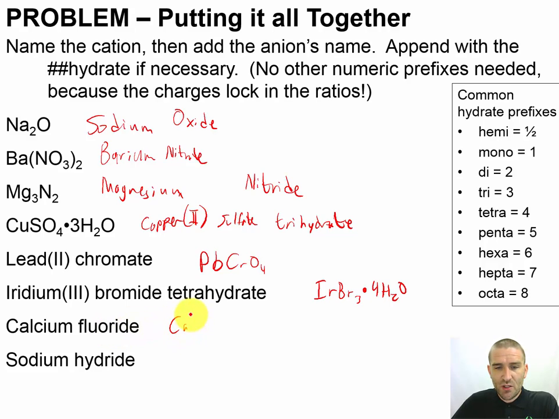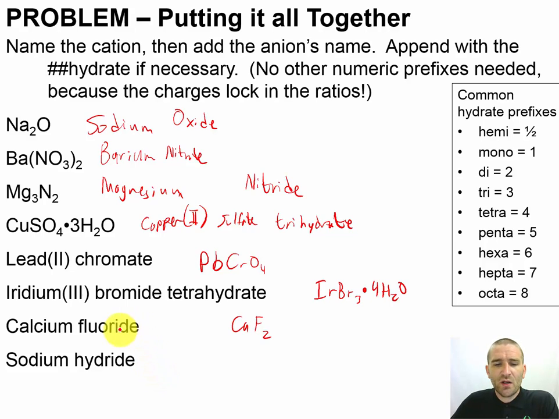Now calcium fluoride. Calcium 2+. Fluoride minus. Don't write Fl. It's F. Okay, I need to have 2 of these to take care of that +2, so it'll be CaF2. And then the very last one, sodium hydride.